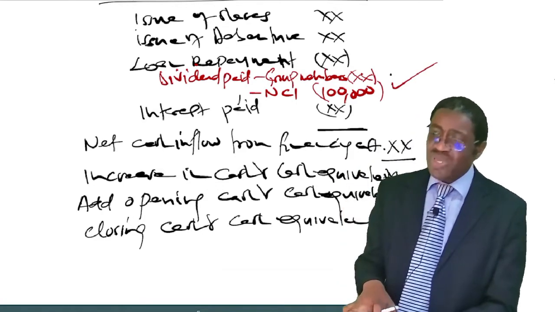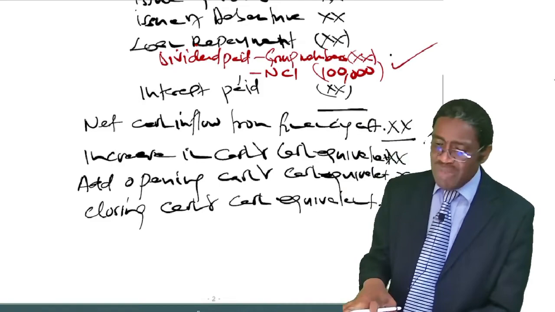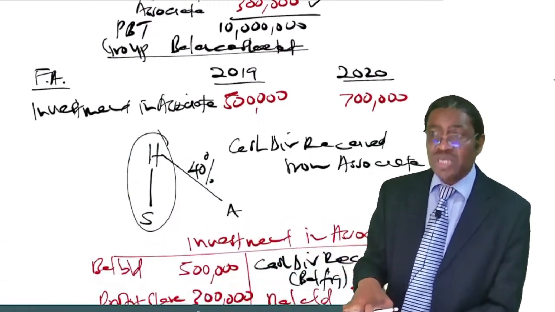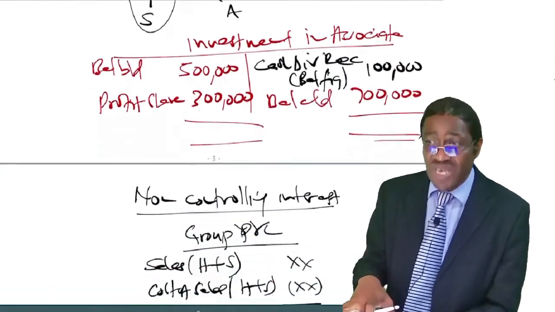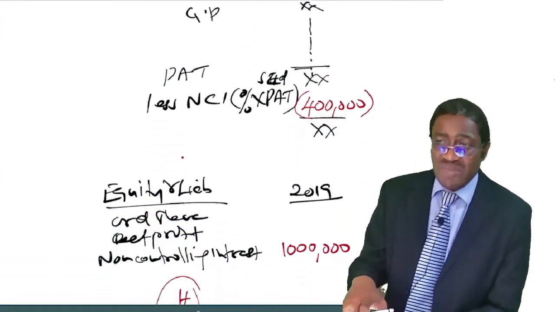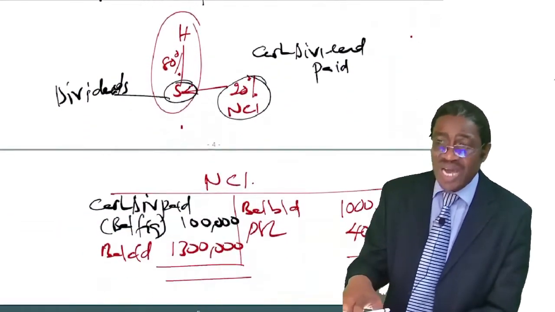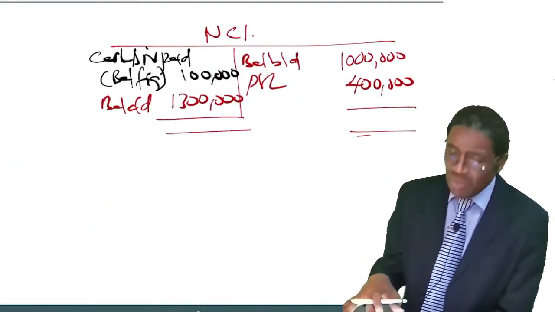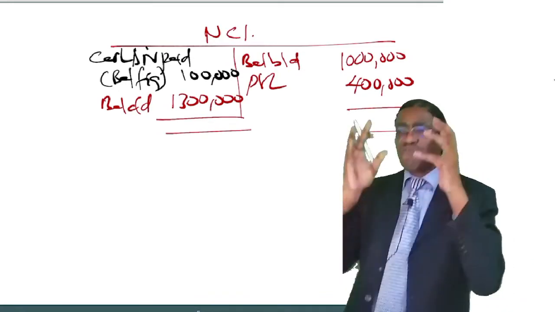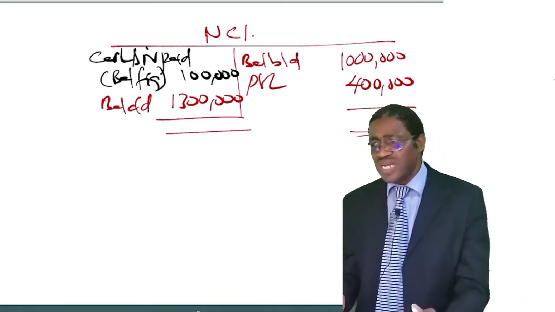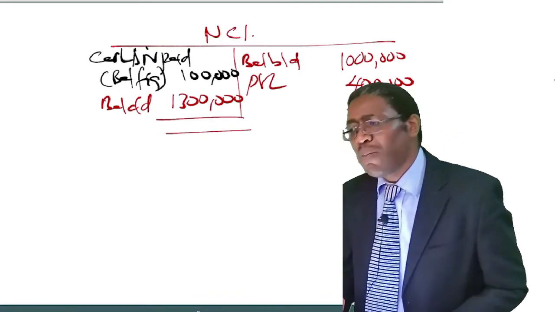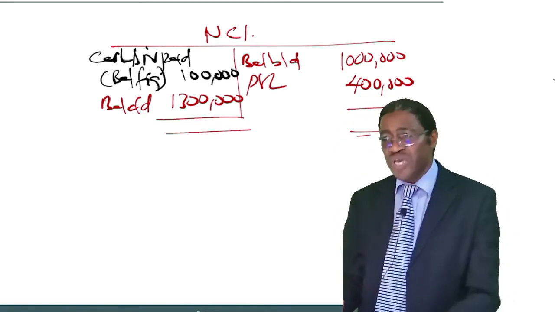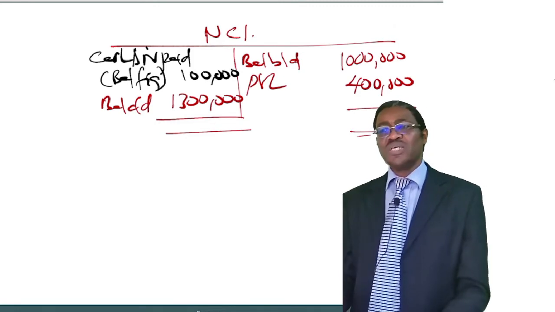Then I've gone further and said, how do you determine that amount? We have said it is determined by preparing an account called non-controlling interest. You determine it as a balancing figure in the account called non-controlling interest. Once you prepare that account and feed everything concerning them into it, then automatically the balancing figure in this account will become the cash dividends paid to the non-controlling shareholders.